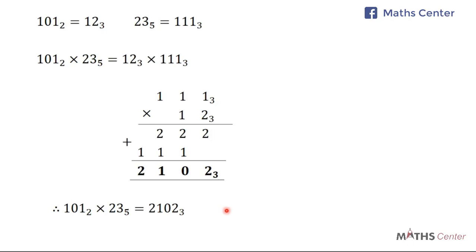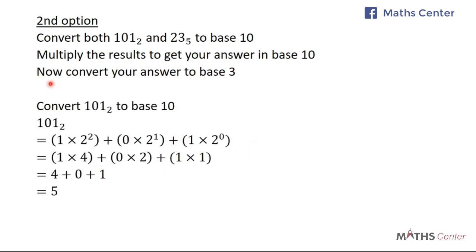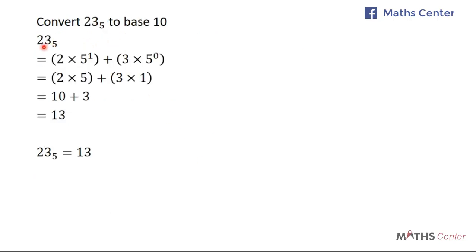Let's look at the second option. In the second option, we convert 101 base 2 and 23 base 5. You convert both of them to base 10. We have already done that, and when we converted 101 base 2 to base 10, we had 5. The next thing is to convert 23 to base 10. So if you convert 23 base 5 to base 10, you are going to have 13. We did that and we got 13.